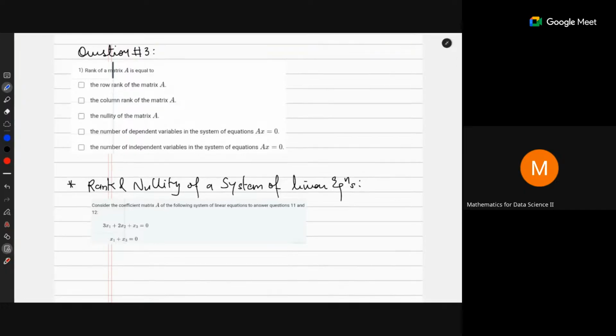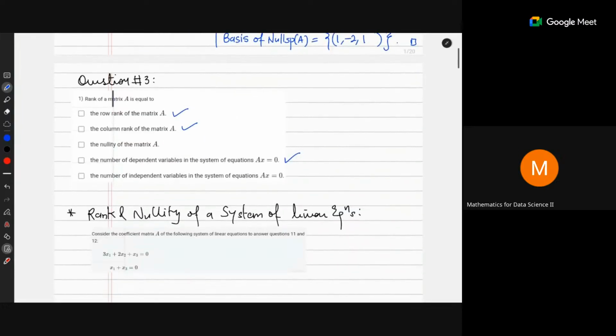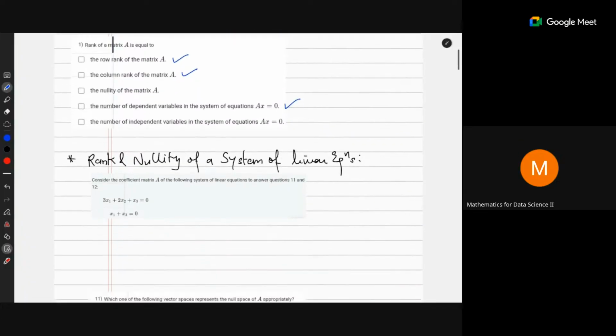Question number 3 says, rank of a matrix A equals what? It is a theoretical question, so you need to answer what the correct options are. I will give you some time to think about it. Rank of a matrix A is equal to the row rank of the matrix, the column rank of the matrix, the nullity of the matrix, or the number of dependent variables. 1, 2, and 4 are correct. As we have seen in the earlier example, the number of dependent variables is equal to the rank. Row rank and column rank are both the same and equal to the rank of the matrix, which we already know. So 1, 2, and 4 are correct.